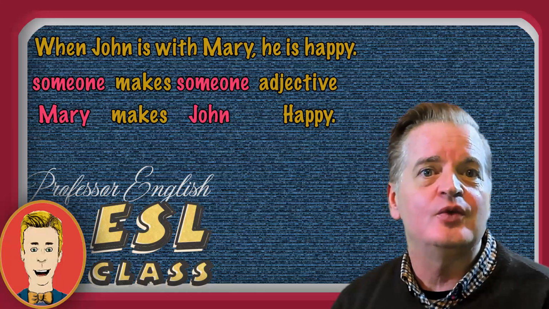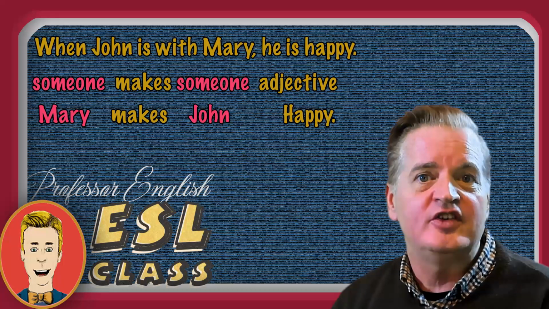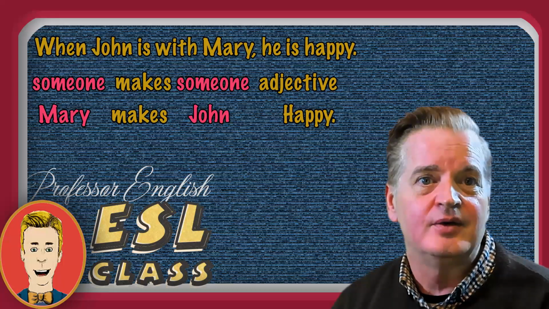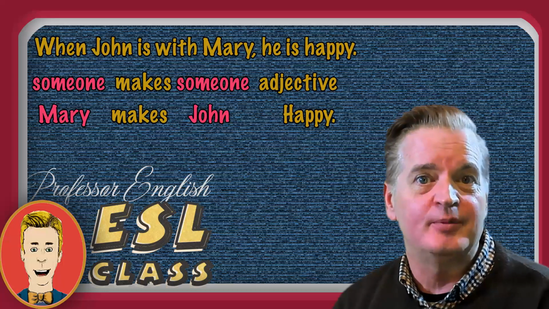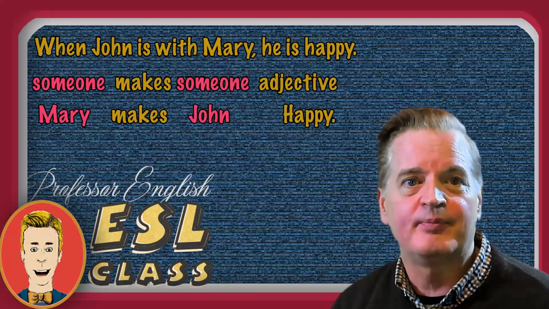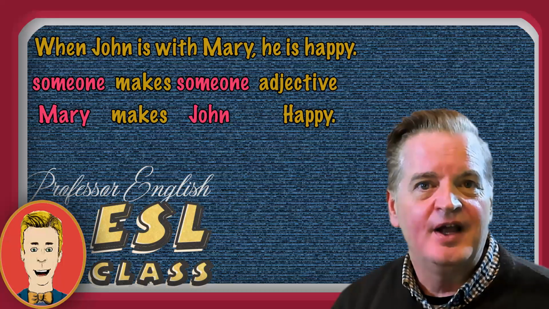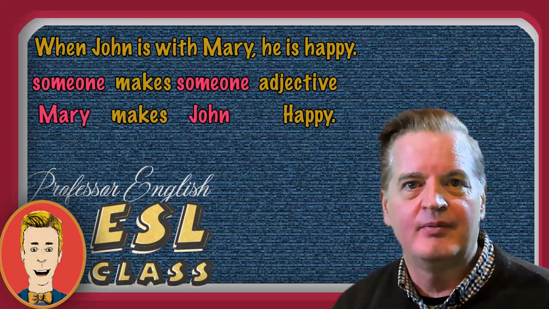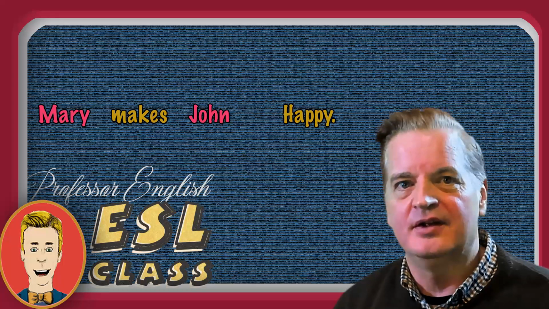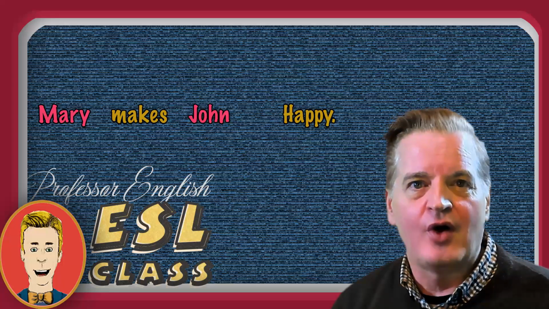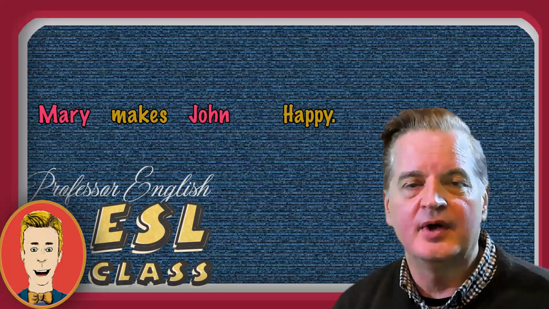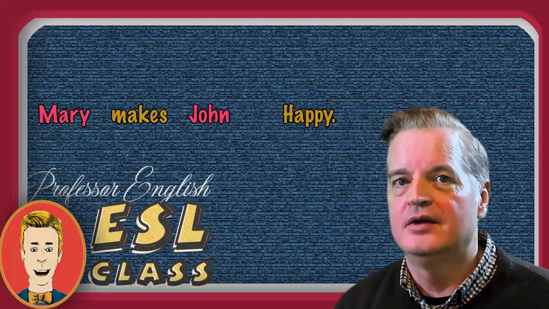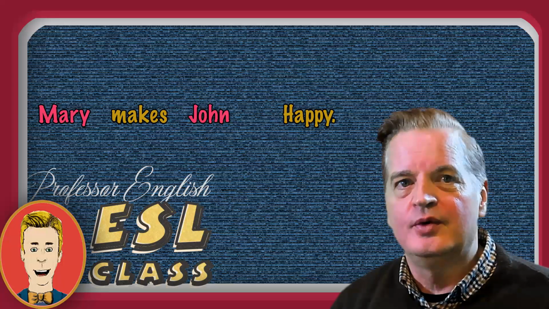Now we need to mention what the change is. What change happens to John because of Mary? Happy. So we have Mary makes John happy. Mary is the cause of the change in John to happy. Mary makes John happy.